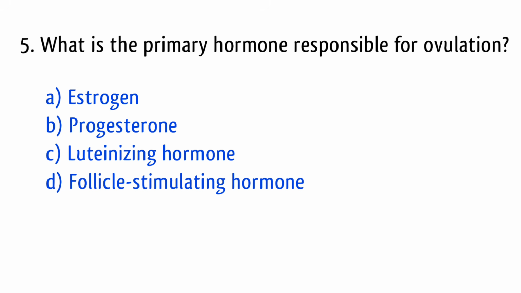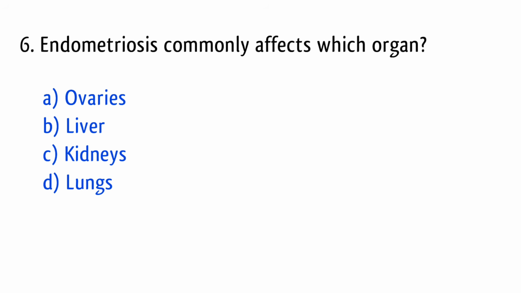Question number 5. What is the primary hormone responsible for ovulation? The right answer is option C, luteinizing hormone. Question number 6. Endometriosis commonly affects which organ? The right answer is option A, ovaries.